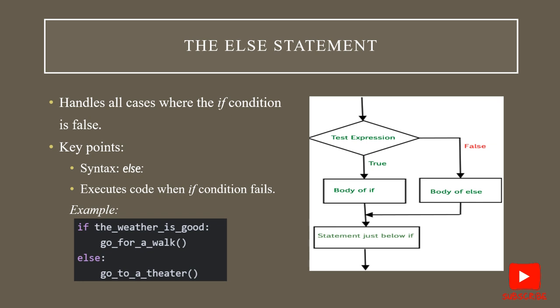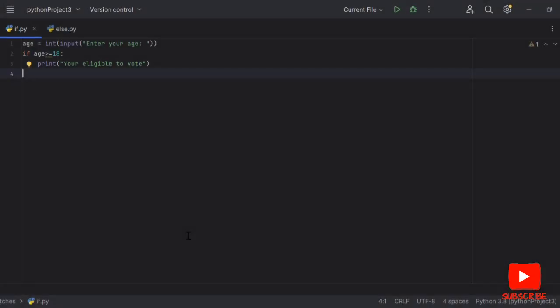Let's modify our voting eligibility program to handle both scenarios, when the user is 18 or older and when they are younger than 18. Alright, but as we saw, nothing happens when the condition is false. To fix that, we can add an else statement. This will allow us to print a message when the condition isn't met. I am going to type in else. Notice how I don't need a condition here. The else block only runs if the if condition is false. Now, if the user's age is less than 18, we'll print something like you're not eligible to vote yet.